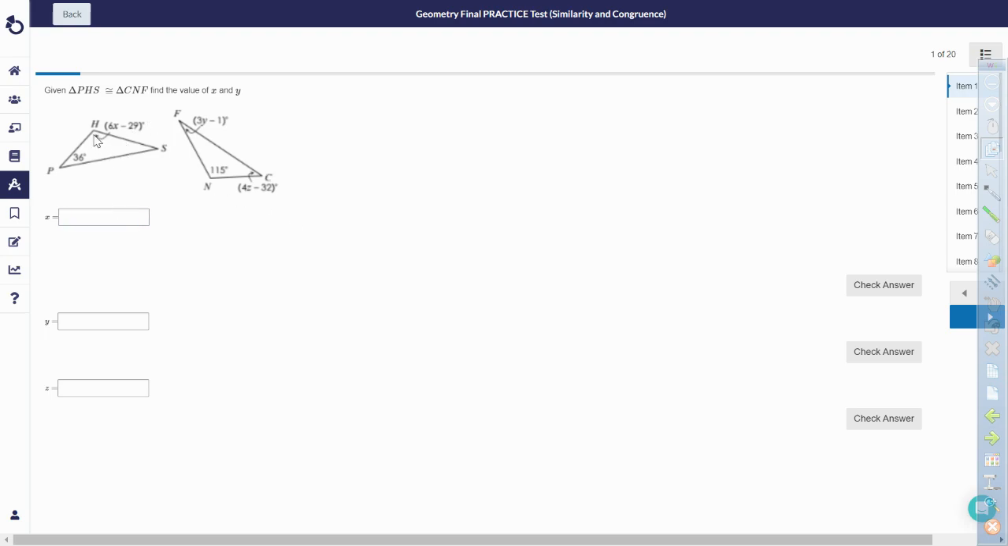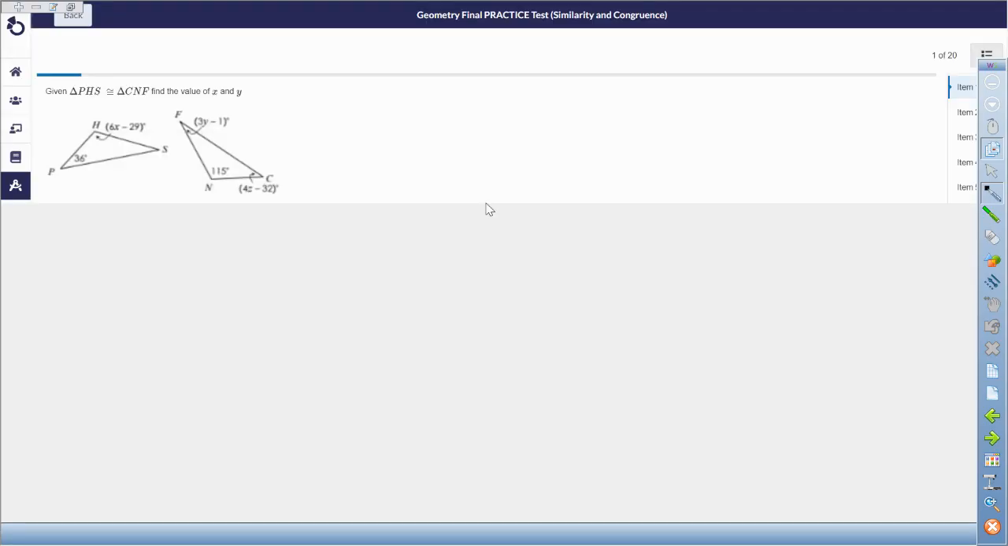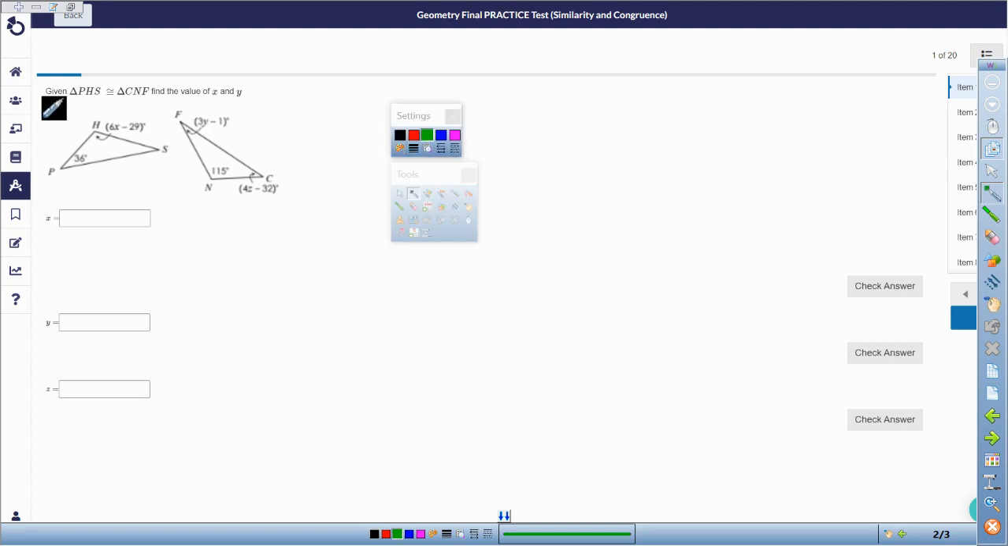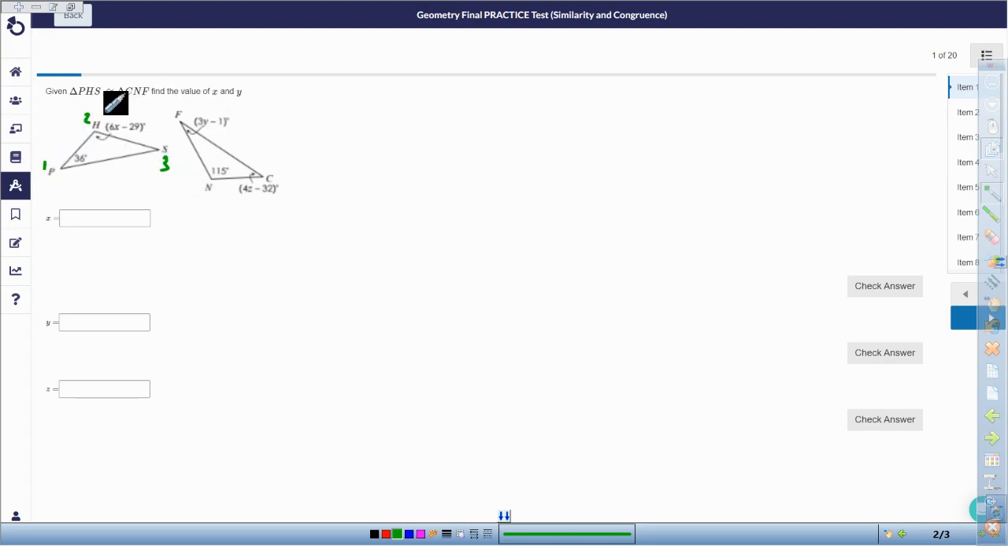On this problem, they want us to find x, y, and z. The first thing I'm noticing is x, y, and z are all angles. So I know that corresponding angles are going to be congruent. It's kind of hard to tell what parts correspond, so I'm going to use this congruency statement to number off my vertices. So PHS: P1, H2, S3. On this one, triangle CNF: C1, N2, and F3.